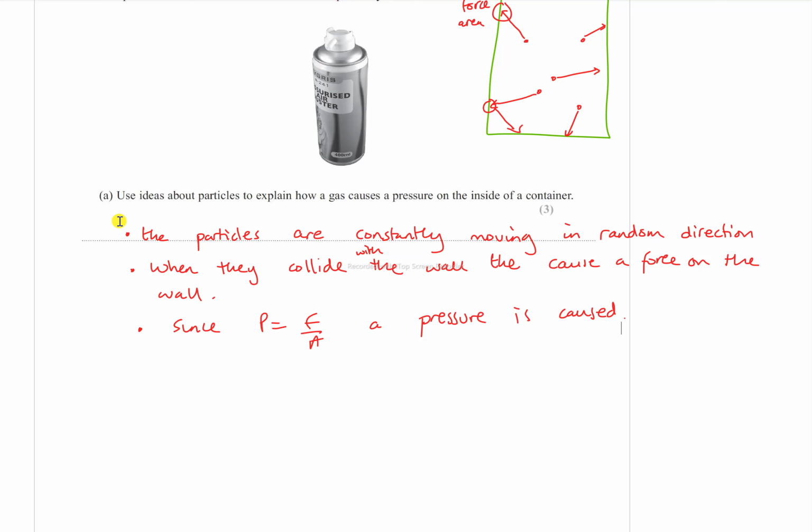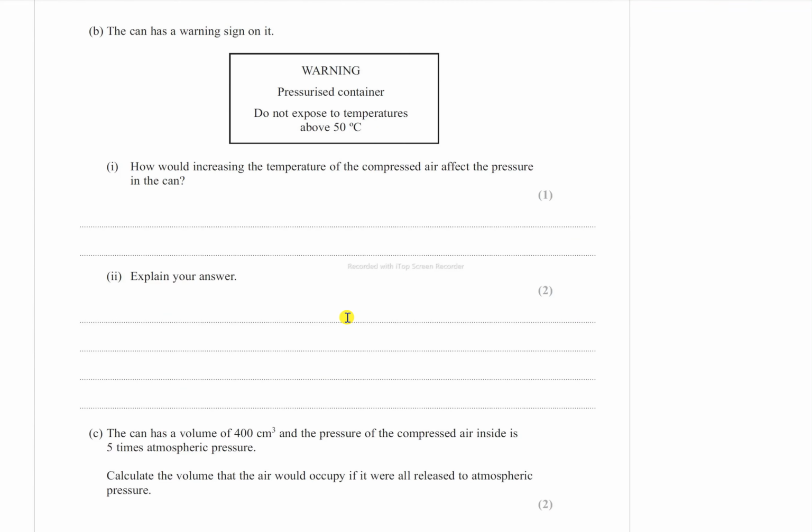That's it. Done. 3 parts. Moving particles in random directions. When they collide, they generate a force, and the force is acting on an area, which is the definition of pressure. Pressure is force on an area.